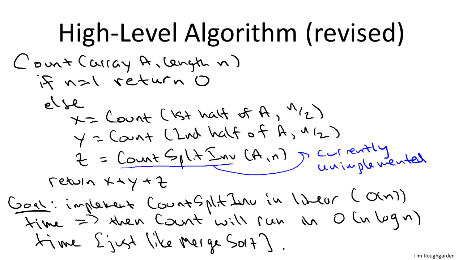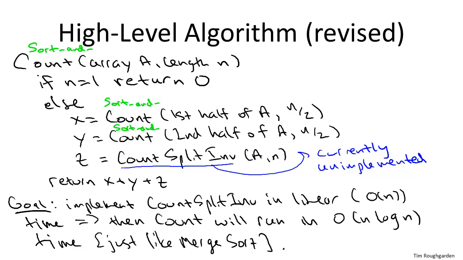Here's the high-level algorithm we proposed before, where we recursively count inversions on the left side and the right side, and then we have some currently unimplemented subroutine, count split inversions, which is responsible for counting the number of split inversions. We're going to augment this as follows. Instead of being called count, we're going to call it sort and count. That's going to be the name of our algorithm. The recursive calls again just invoke sort and count. And so now we know each of those will not only count the number of inversions in the subarray, but also return a sorted version.